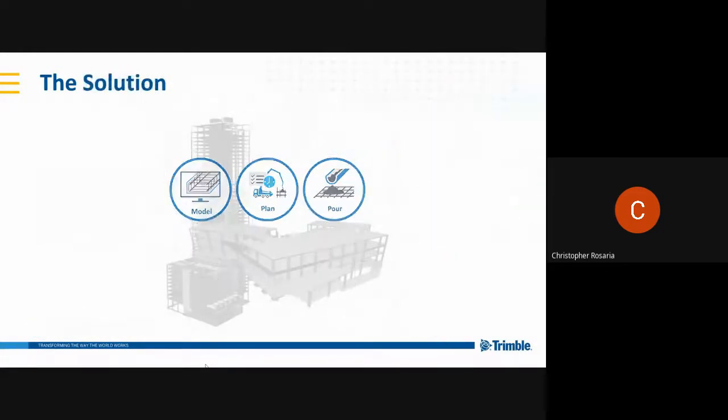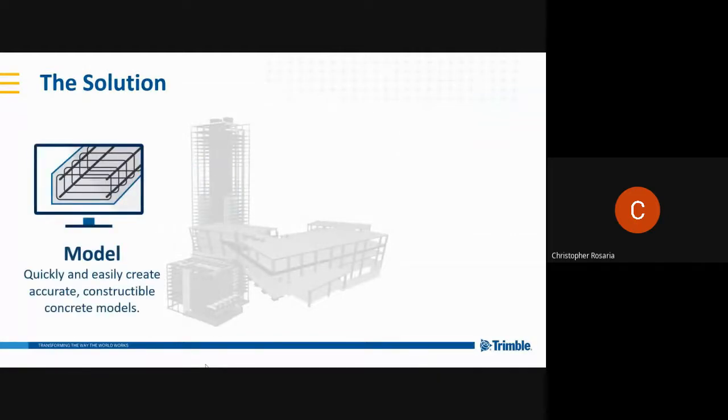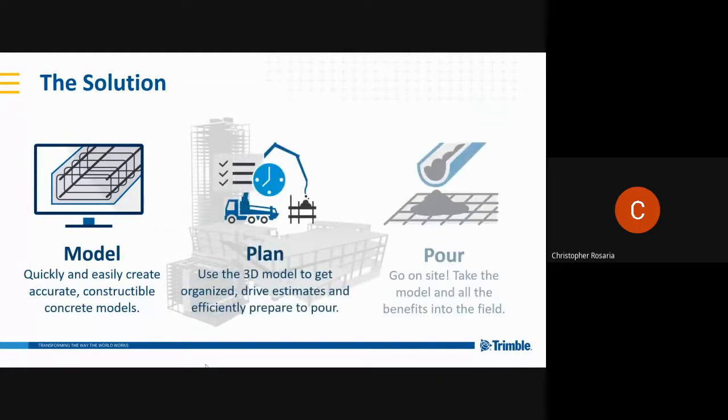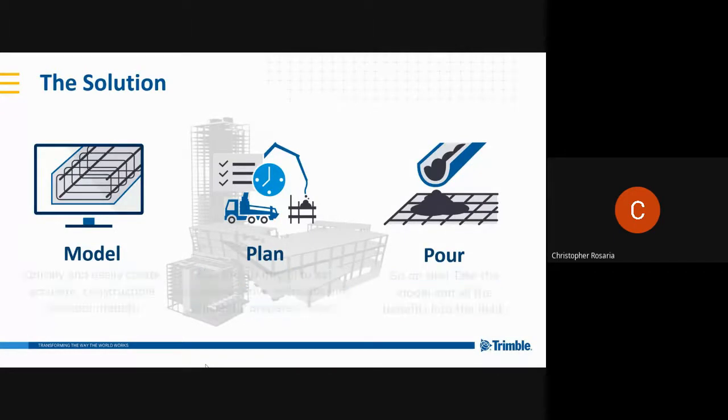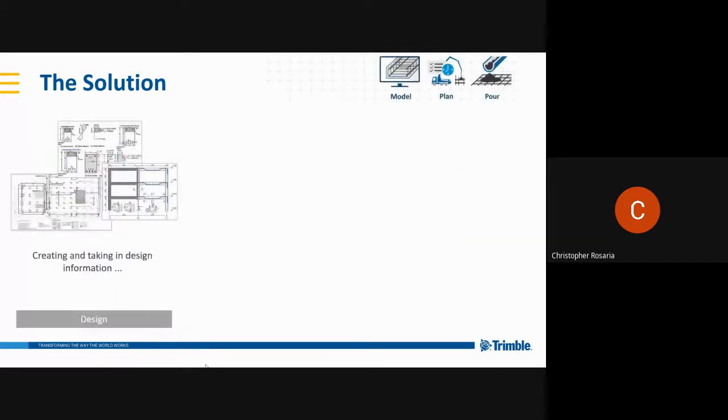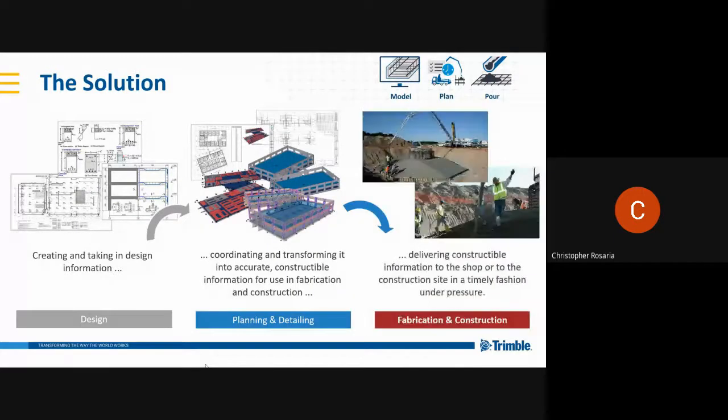So basically, the approach that we're doing to address this traditional way of working is what we call the model, plan, and pour approach. So we quickly and easily create accurate constructible concrete models, and then give that model to the planning department, where they use the 3D model to get organized, drive estimates, and efficiently prepare the pour. And then, with the use of some tools in the field, we bring those plans to the actual site.